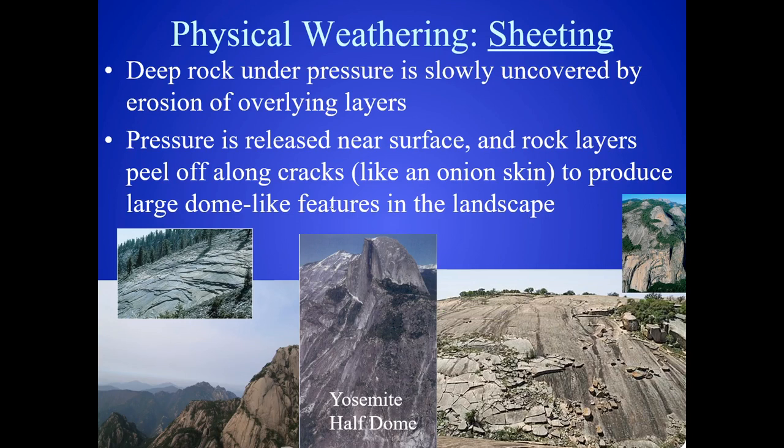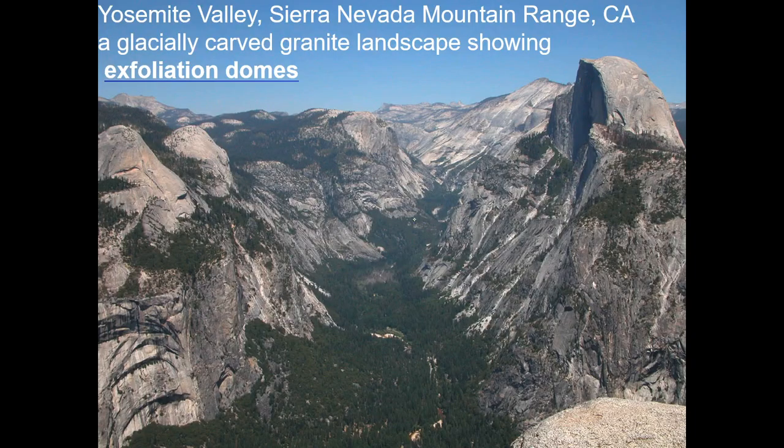So exfoliation creates this sheeting. Deep rocks under pressure are slowly uncovered by erosion. The overlying layers are eroded away, the pressure is released near the surface, and the rock layers peel off along cracks, kind of like an onion skin, to produce these large dome-like features in the landscape. So exfoliation produces domes. The most famous example of this is Yosemite's Half Dome, which is an exfoliation dome.